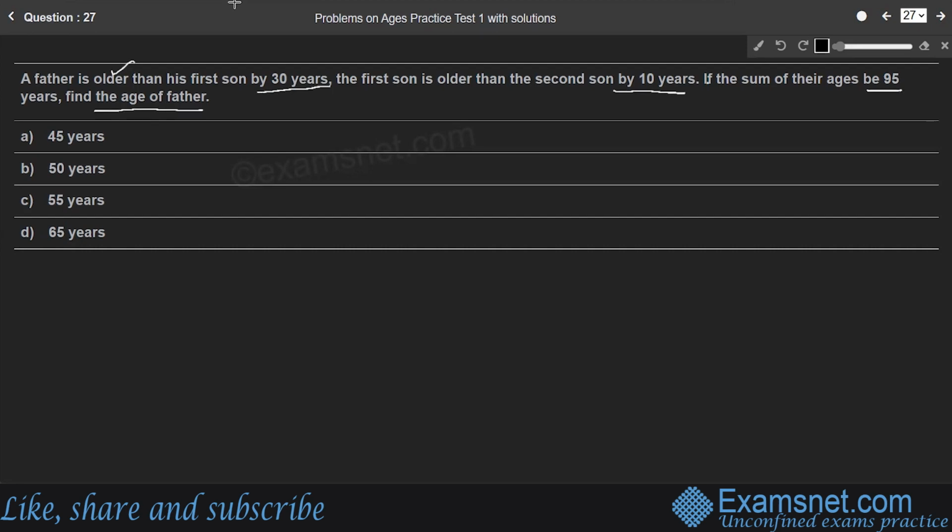So for our convenience, we'll consider the age of father as X years, and his first son as Y years, and his second son's age as Z years, right? It is given that father is older than his son by 30 years. Therefore, father's age X is equal to his first son's age Y plus 30 years. He is older than his first son by 30 years.